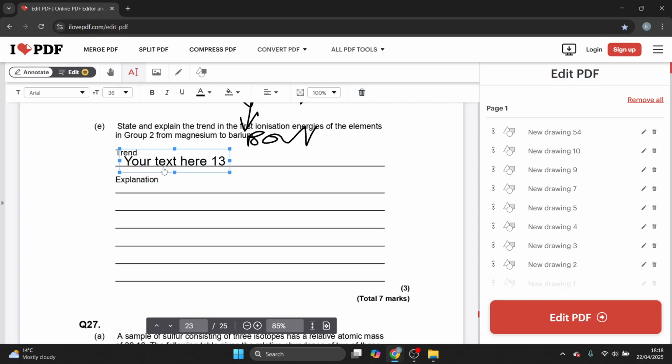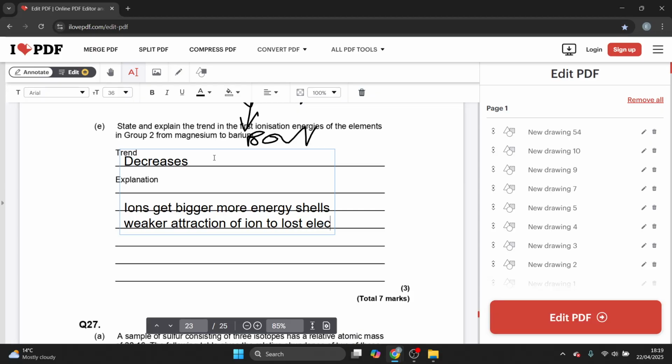And I'm going to write that down because it said explain the trend. Well, the general trend is it decreases. Why? Ions get bigger, more energy shells, weaker attraction of ion to lost electron.